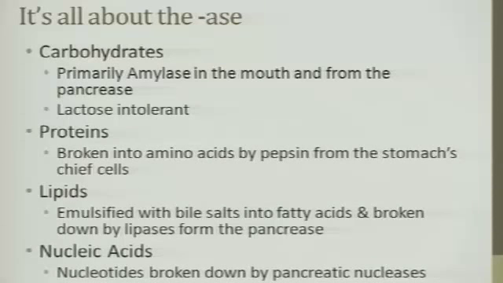Proteins are broken down into amino acids. Don't forget that proteins are long chains of amino acids linked together. When we ingest proteins, we have pepsin that's in the stomach, which will break it down. And we also have chymotrypsin and trypsin, which I'm not going to get into. I think pepsin is one of the biggest ones that we'll talk about from the stomach.